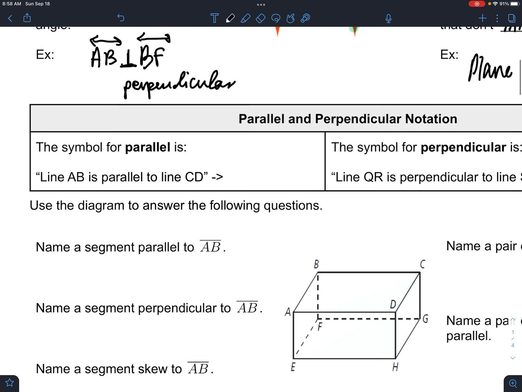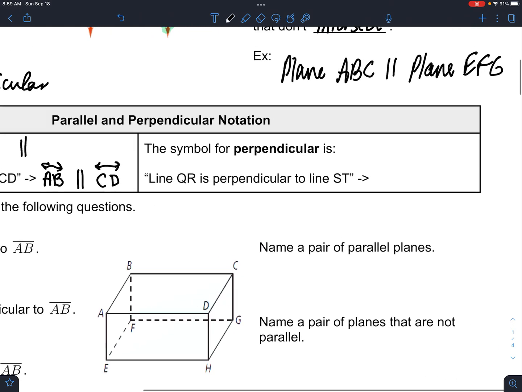I already mentioned it, but the symbol for parallel is two little lines like that. And to convert, I would say line AB is parallel to line CD. Notice we're talking about objects here, so I'm putting the line symbol. And this is the perpendicular symbol. And if I convert, it would be line QR is perpendicular to line ST.